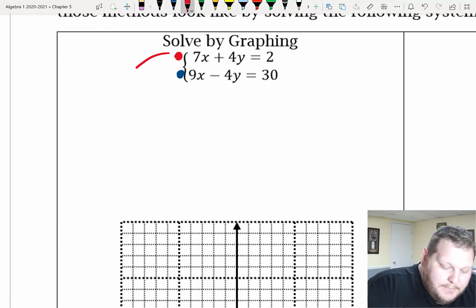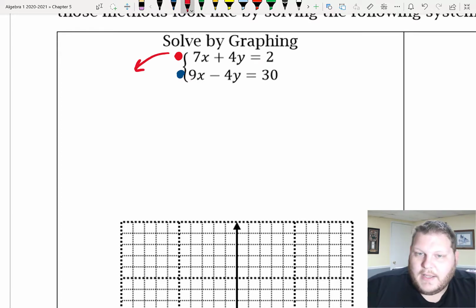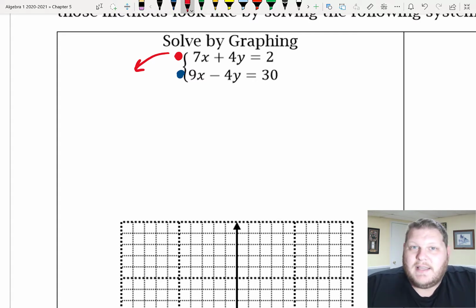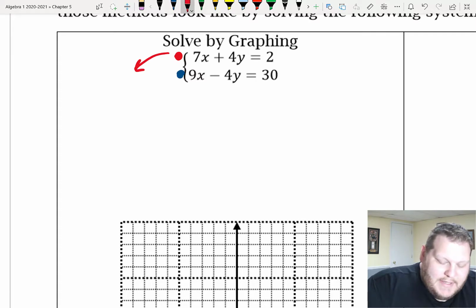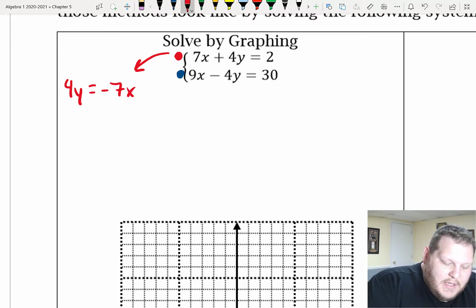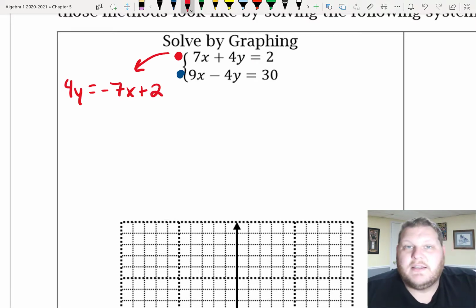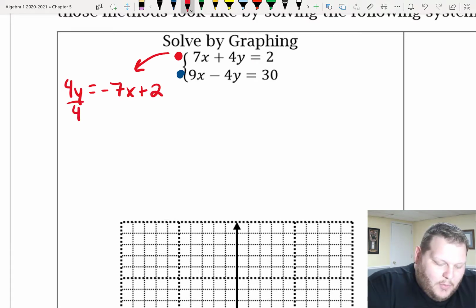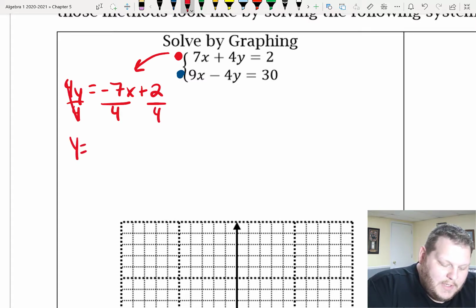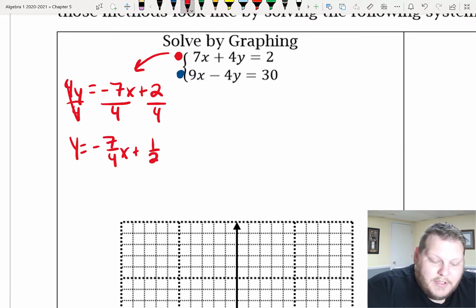So over here in red, the first step is solving for y. I'm going to start by subtracting 7x on both sides, so I'm moving that x term over. To save myself some time, I'm going to do that step as I rewrite it. So if I subtracted 7x on both sides, my next step would be 4y equals negative 7x plus 2. Then to get y all the way by itself, I have to divide through by 4. That gives me y equals negative 7/4 x plus a half after I reduce.